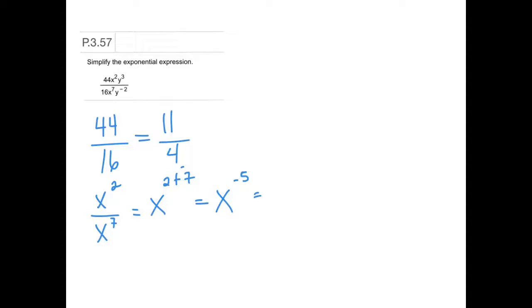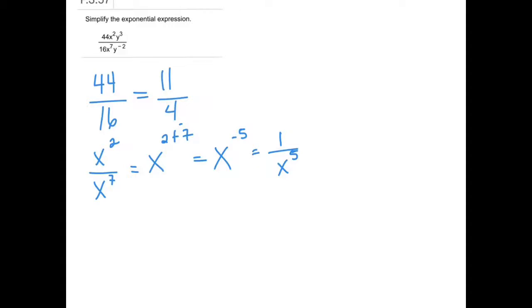And I always want to write my answer with a positive exponent. So to make it a positive exponent, I have to rewrite it as a fraction of 1 over x to the power of 5. And lastly, just need to move my screen up a little bit. I'm going to take the last part of this equation, which is y to the power of 3 divided by y to the power of negative 2. Using my exponent rules, that's the same as saying y to the power of 3 subtract negative 2. And using my integer rules, when I have two negative signs here, it's the same as adding. So I'll get y to the power of 5.